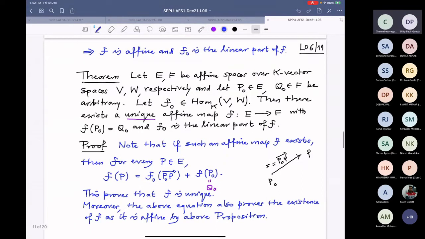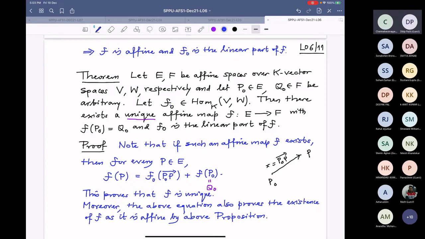If I have given F0 and a given point P0 in E, E equal to F we are taking, and Q0 another point. Q0 is another point, and what does it say? Given F0, a linear map from V to W, then there exists a unique affine map F from E to E which maps P0 to Q0, and F0 is the linear part of that. And we have also seen if F0 is bijective, F is bijective.